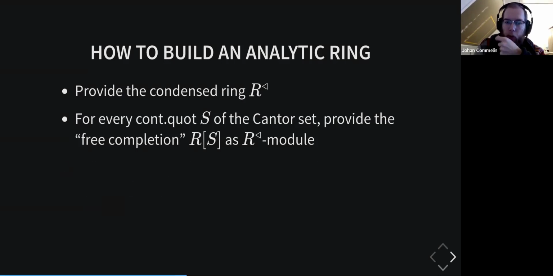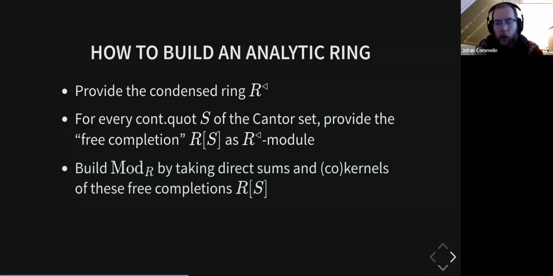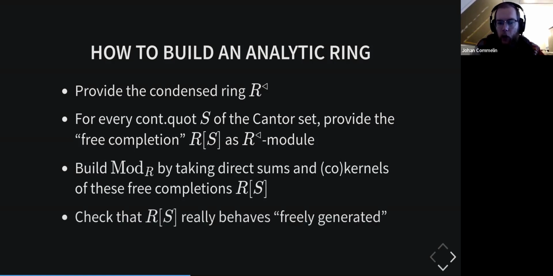So we are going to define those, and then we build the entire category of complete modules by just taking direct sums, kernels, co-kernels, etc. of these free completions, because this subcategory mod R has to be closed under direct sums and limits and co-limits. So we just generate this category starting from the free completions RS. And then we need to check that these RS really behave as if they are freely generated. And this has to do with these extensions.